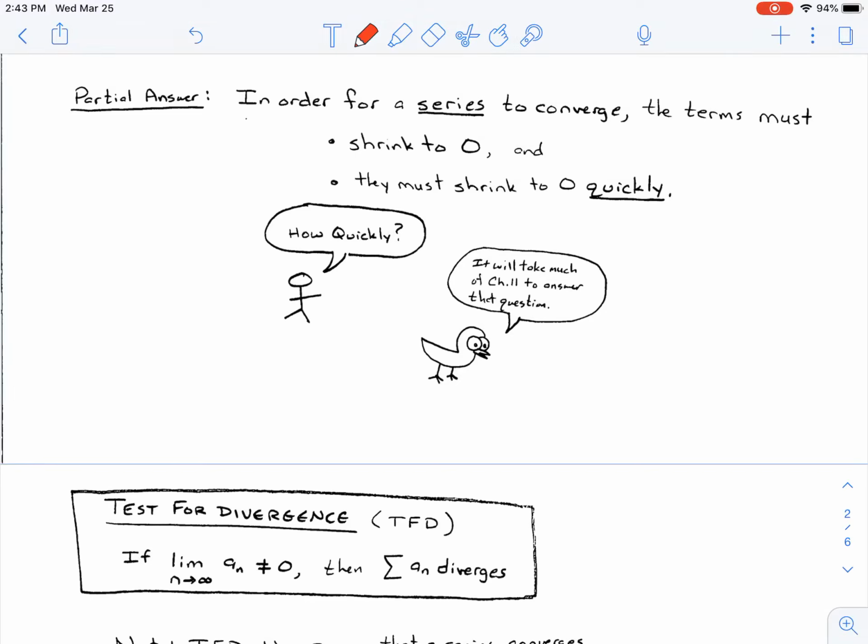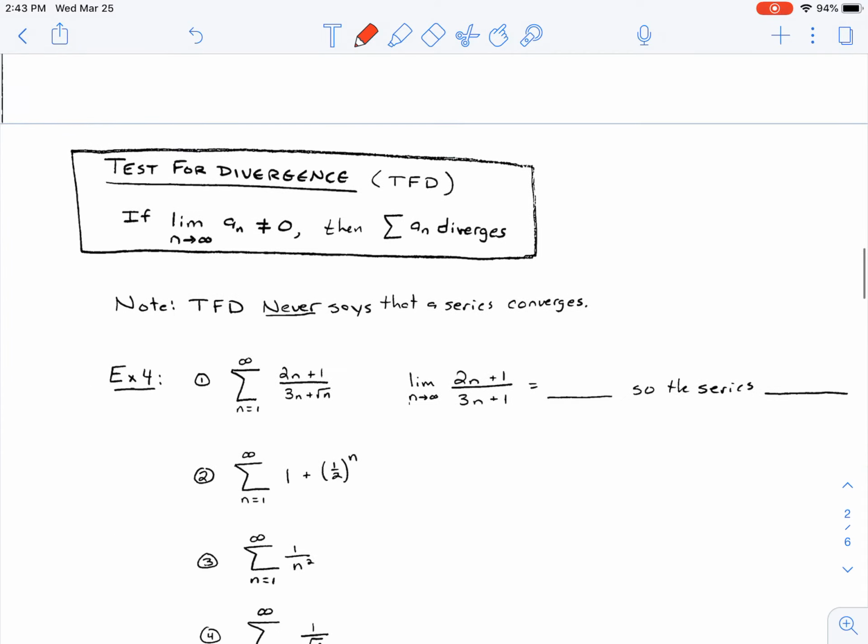When we left off, the last thing we talked about was that in order for a series to converge, the terms have to shrink to zero, and they have to shrink to zero quickly. I want to focus in on this bit right here about they have to shrink to zero. If you take the contrapositive of this statement, if the terms don't shrink to zero, that means that the series will not converge. And that's the idea behind the test for divergence.